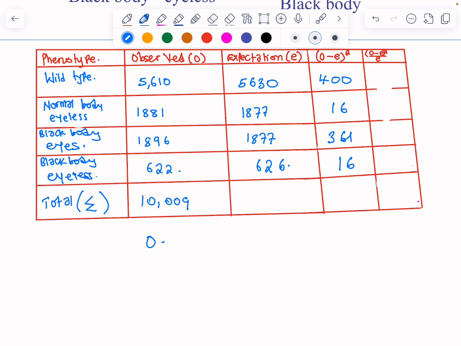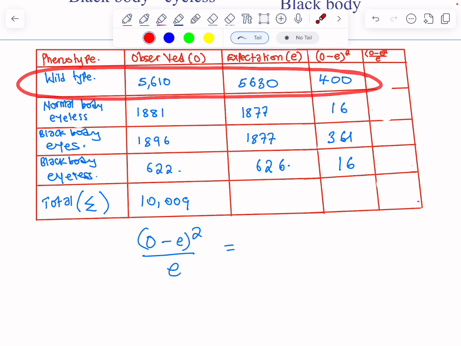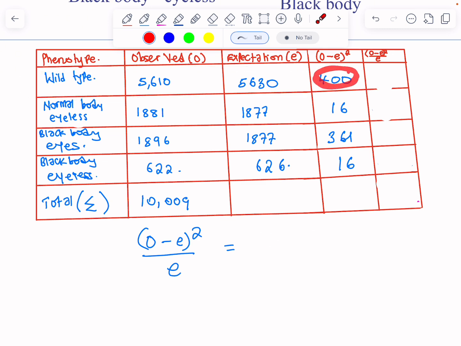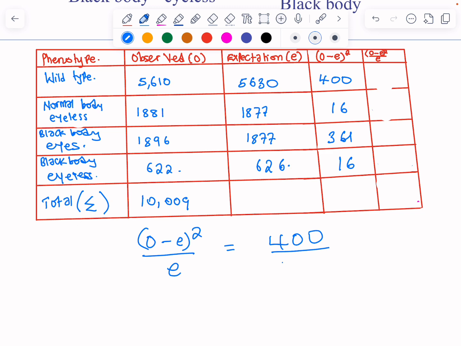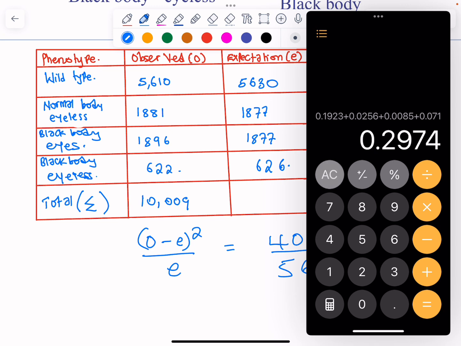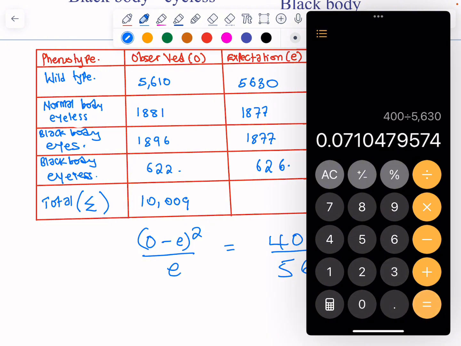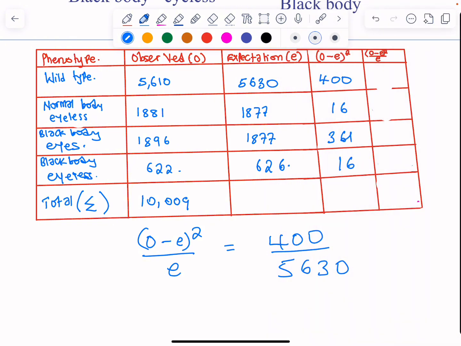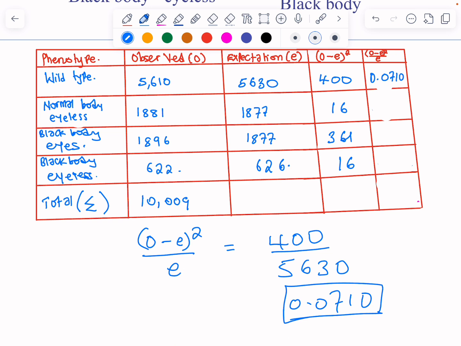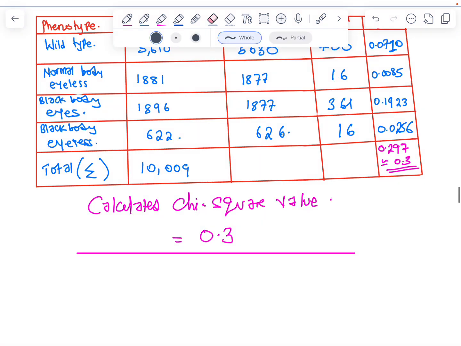Then we do the last column, which is observation minus expected squared divided by expected. For the first column, we already have observation minus expected squared, which is 400. Therefore, we'll just do 400 divided by expected. Expected in that same column is 5630. So we do 400 divided by 5630. Then we get 0.0710. And then we do the same for all the others downwards. So this is the calculated chi-square value.